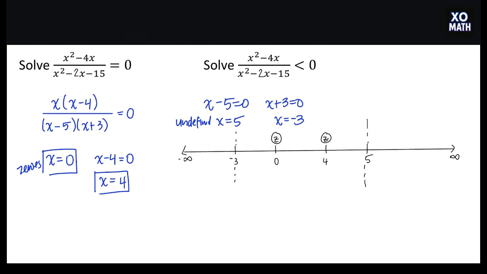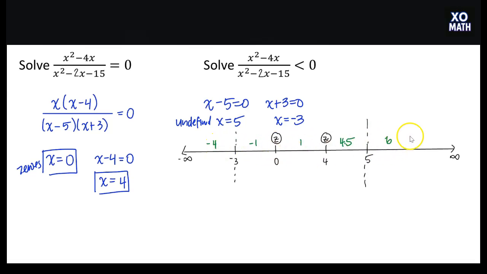Now I'm going to go ahead and pick some test values, which are going to be representative of each of the intervals that we've created here. So between negative infinity and negative 3, I'm going to pick a test value in here, negative 4. Lots of options, but negative 4 is a nice integer in there. Between negative 3 and 0, I'll go ahead and pick negative 1. Between 0 and 4, I'll pick positive 1. Between 4 and 5, I'm going to pick 4.5. And between 5 and infinity, I'm going to pick 6.